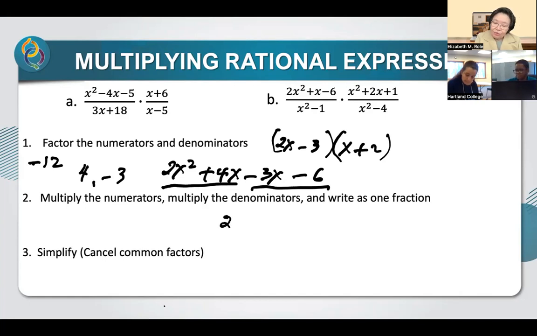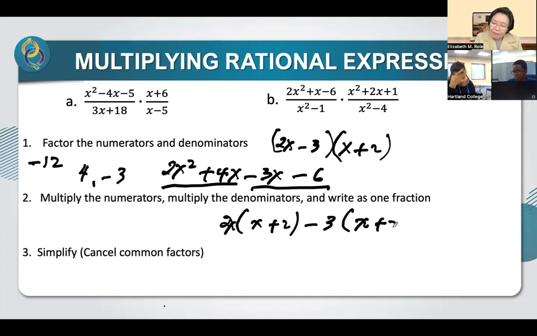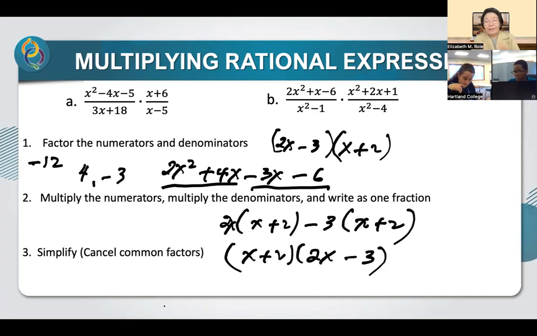And then put the common factors together. So common there is 2x, and you have now x plus 2. Minus 3 is common, then that is x plus 2. So that x plus 2 will now be times 2x minus 3. But it can be interchanged because they are commutative. So it's 2x minus 3 times x plus 2. Is it okay?